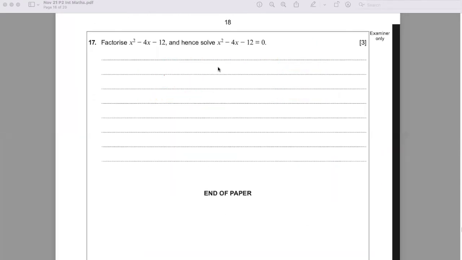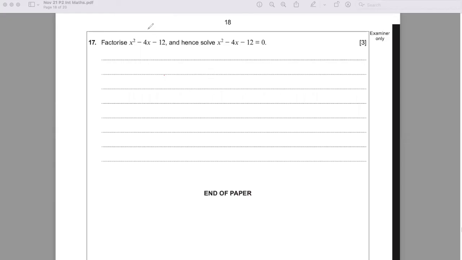Question 17, factorize x squared minus 4x minus 12 and hence solve x squared minus 4x minus 12 equals 0. And I will do a separate video just on factorizing. I have done it for higher tier, but I haven't got time to do it for intermediate tier with all the past paper questions. But again, this is a standard question. It does come up quite often.